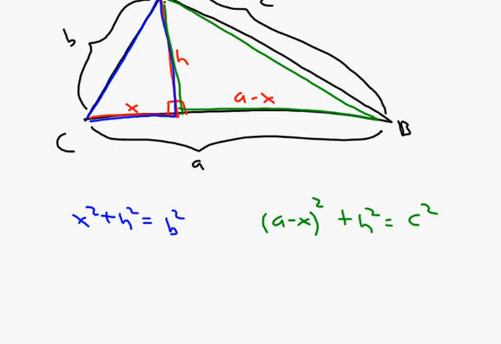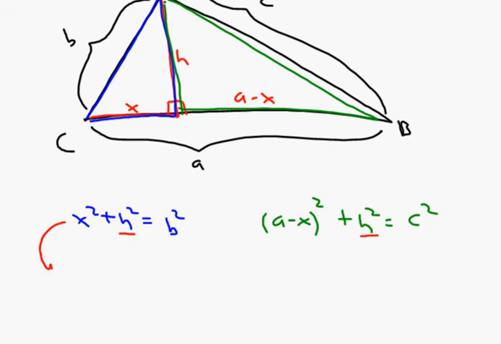Okay then. Now, you have two equations in front of you, and if we count them up, we have x, h, b, and a, and c. So we have more variables than equations. So we know that's kind of a problem. We can't solve for all five of these things. So, but what can we do? We notice that they have h squared in common.